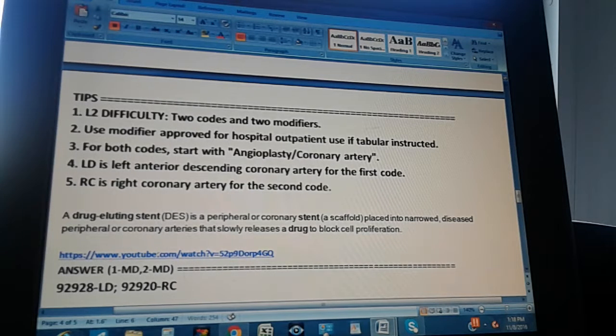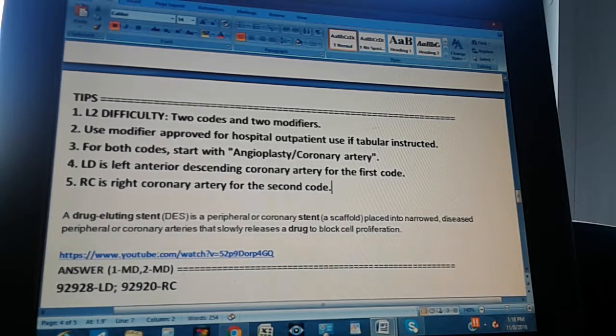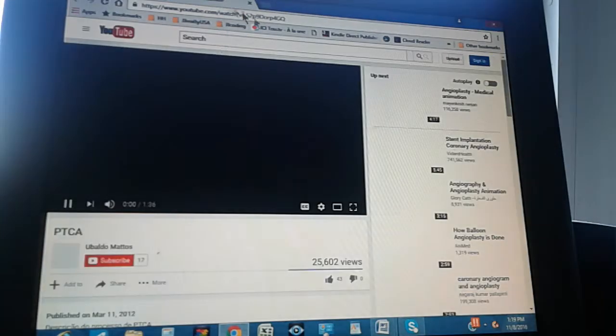One more tip, an extra tip. A drug-eluting stent, DES, is a peripheral or coronary stent, a scaffold, placed into narrowed, diseased peripheral or coronary arteries that slowly releases a drug to block cell proliferation. And now we're going to see a video of the PTCA. It's a short video.